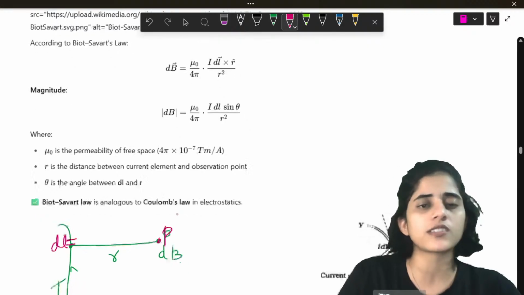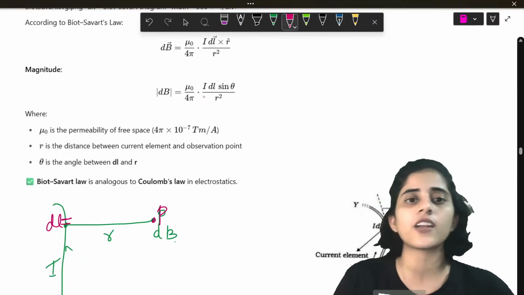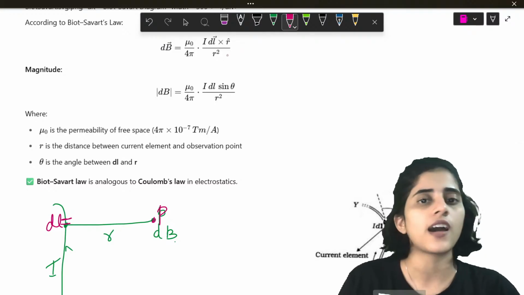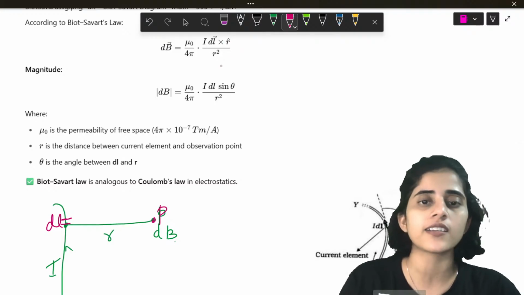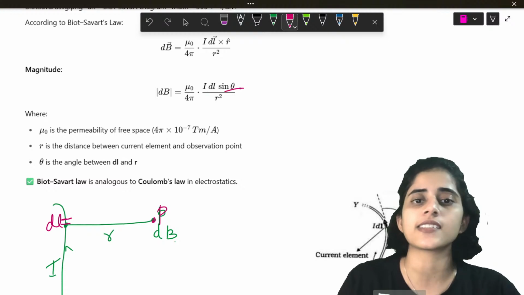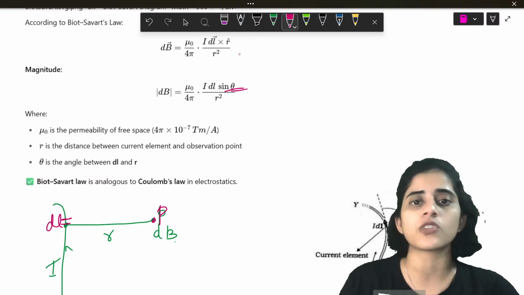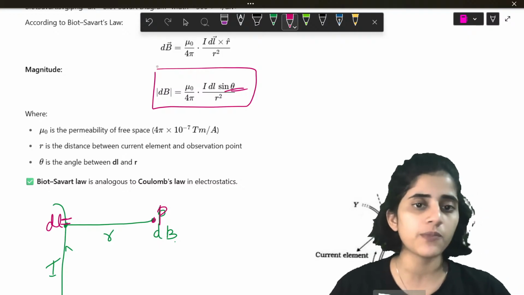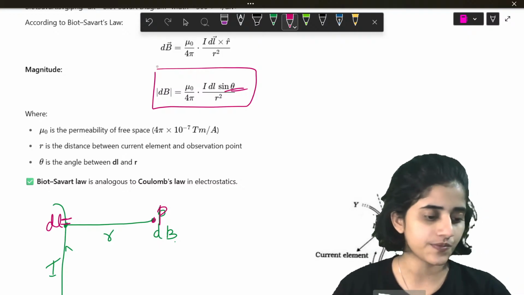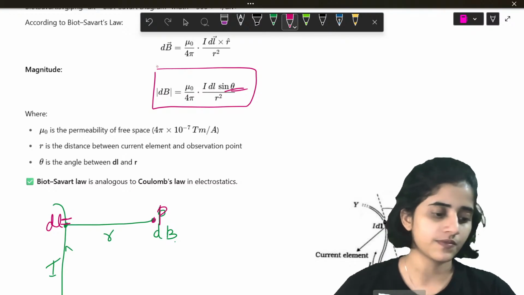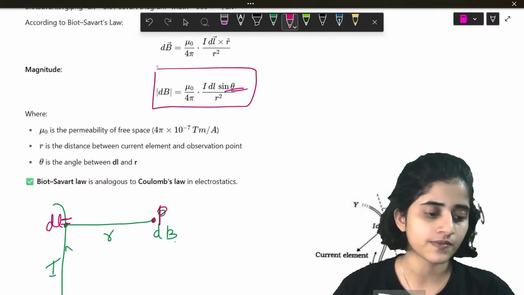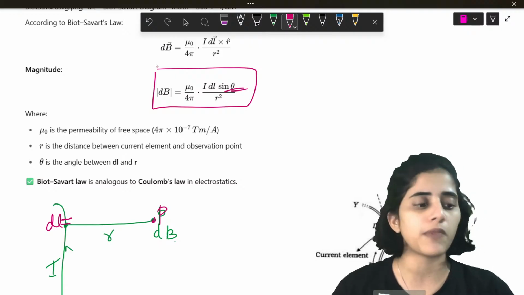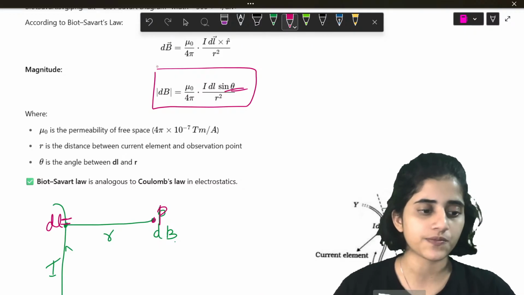So what is the law? Mathematically the law is mu 0 by 4 pi I dl cross r cap by r square. What is dl cross r cap by r square? It is sine theta. So the formula is mu 0 by 4 pi I dl sine theta by r square. Now what is mu 0? 4 pi into 10 raised to minus 7.